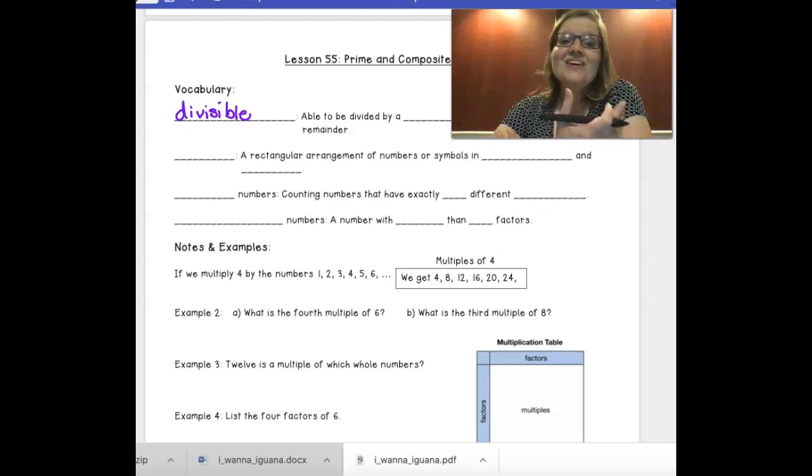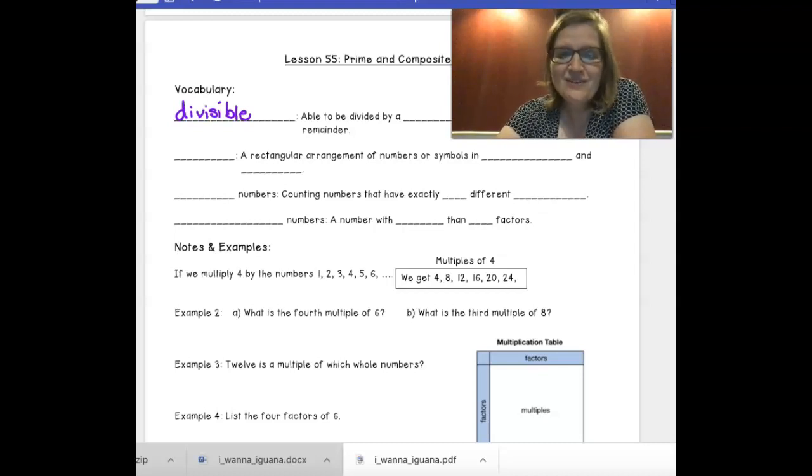Hi, today we are talking about Lesson 55, prime and composite numbers. I love looking at numbers and seeing how they relate to one another. Prime and composite numbers are ones that you will use a lot, and it's good to know.